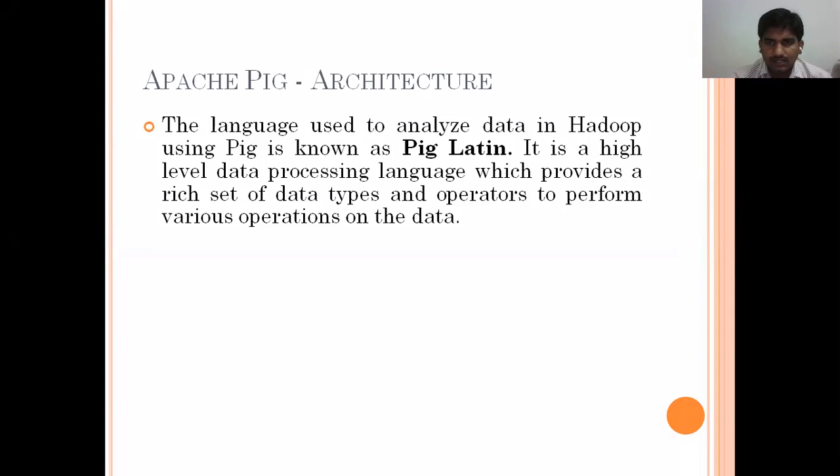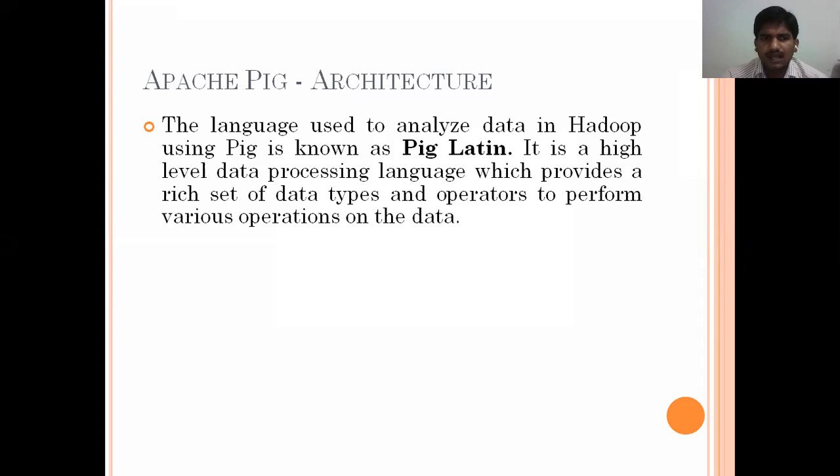So we are seeing about Apache Pig architecture. The language used to analyze data in Hadoop using Pig is known as Pig Latin. Apache Pig is a compiler, and Pig Latin is the language we are running on it. For example, Turbo C is software for running a C++ program, and the language is the C programming language. Here also, it is the same: in Hadoop, the language used with Pig is known as Pig Latin.